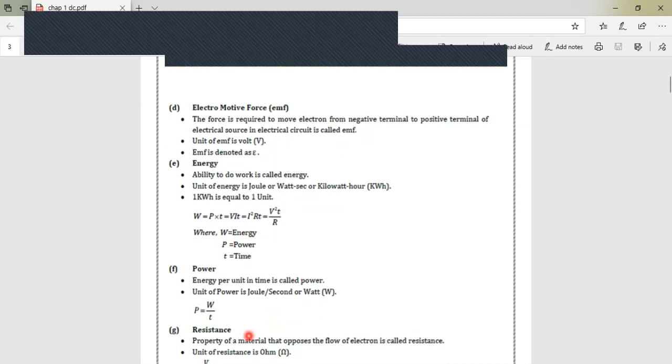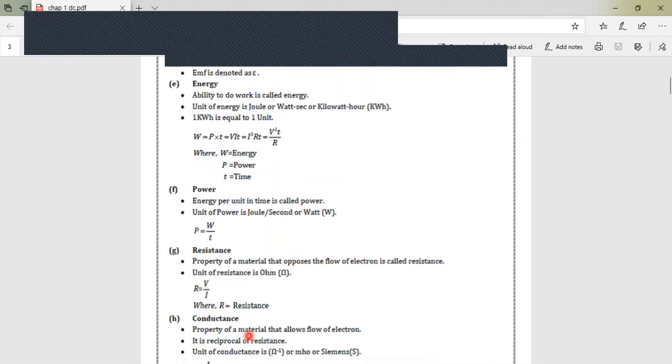Now, next is power. Power is nothing but energy per unit time. So power is equal to work upon time. The unit of power is joule per second, or watt.